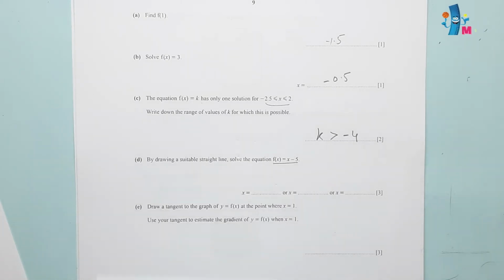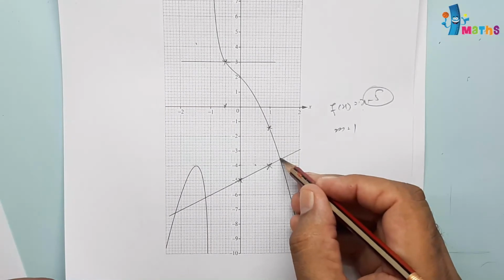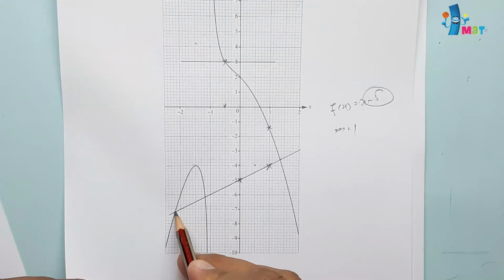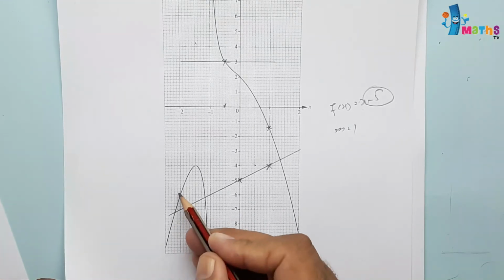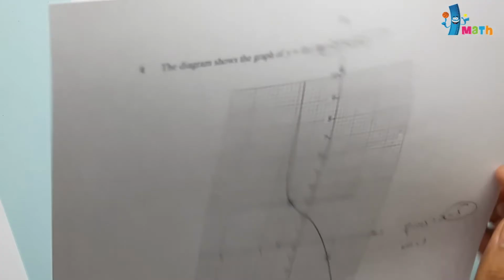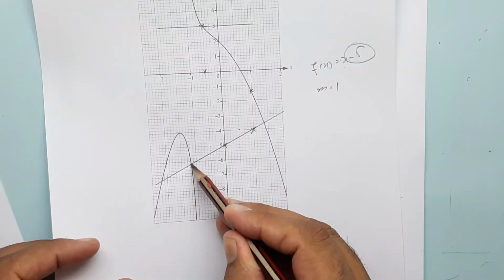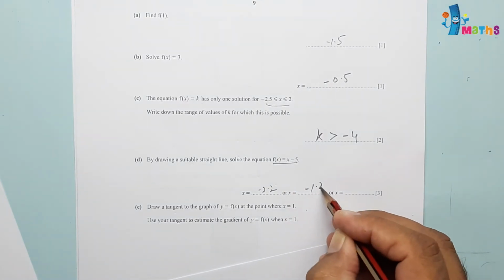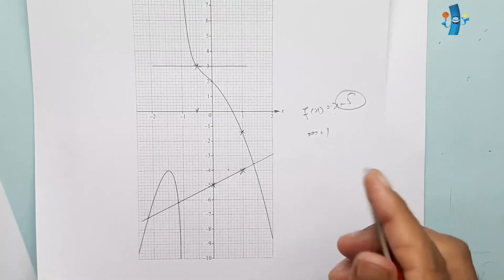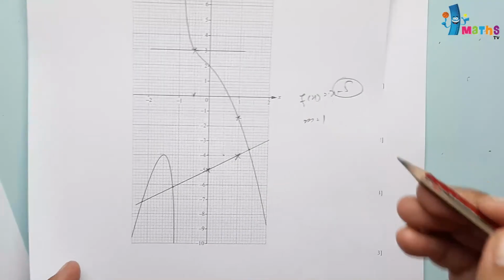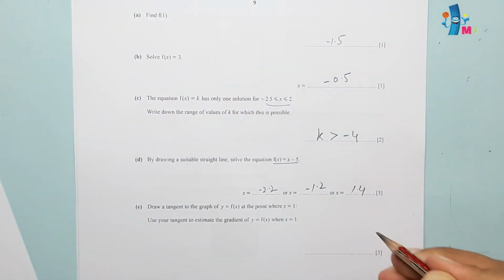Now we will be finding the points. These are the 3 solutions for this: 1, 2 and 3. If we check, the x value for this one will be minus 2.2, so I will write here minus 2.2, and the second x value, this one, will be minus 1.2. So we can write here minus 1.2. Similarly, the third point is this one, which is 1.4. So I will write here 1.4. These are the 3 solutions.